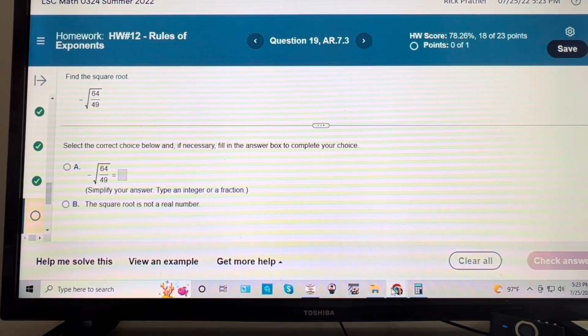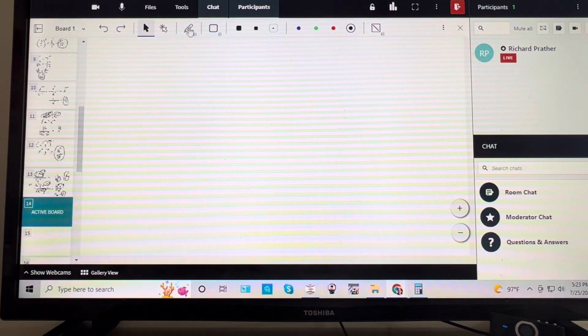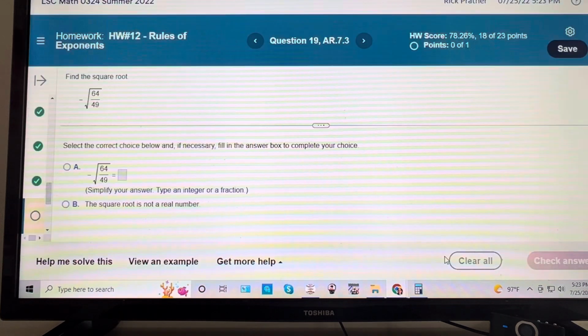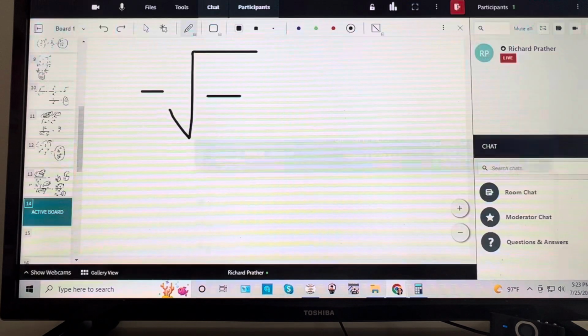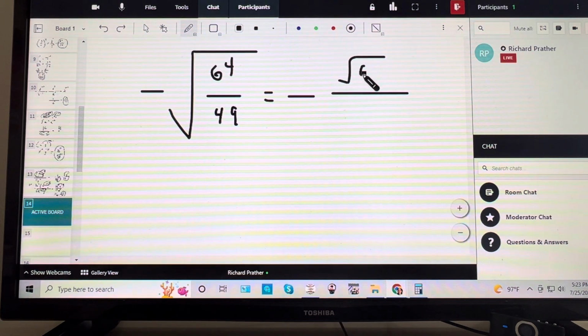If you get a square root of a fraction, just try to do each half of the fraction. Outside negative will come along into the answer. So I've got negative square root of the fraction 64 over 49. The answer is going to be negative. I can do the radical to each half if it's multiplication or division, but not addition or subtraction.